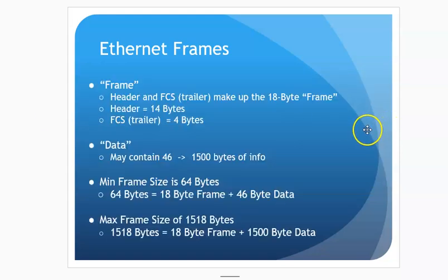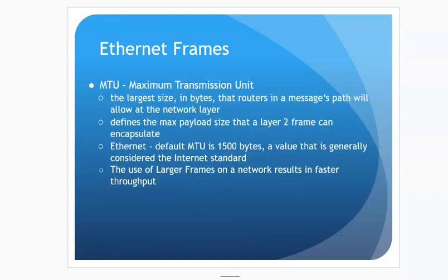Now the frame itself, if I take a peek, this is where they give you some numbers to give you the size of these things. The header and frame check sequence trailer make up the 18-byte frame. Header 14 bytes, trailer 4 bytes. The data may contain anywhere from 46 to 1500 bytes of info. So the minimum frame size, they're adding these up, would be 64 bytes, 18-byte frame plus 46 bytes of data, and the max frame would be 1518. Your 18-byte frame plus 1500 bytes of data. That's your typical Ethernet frame size.